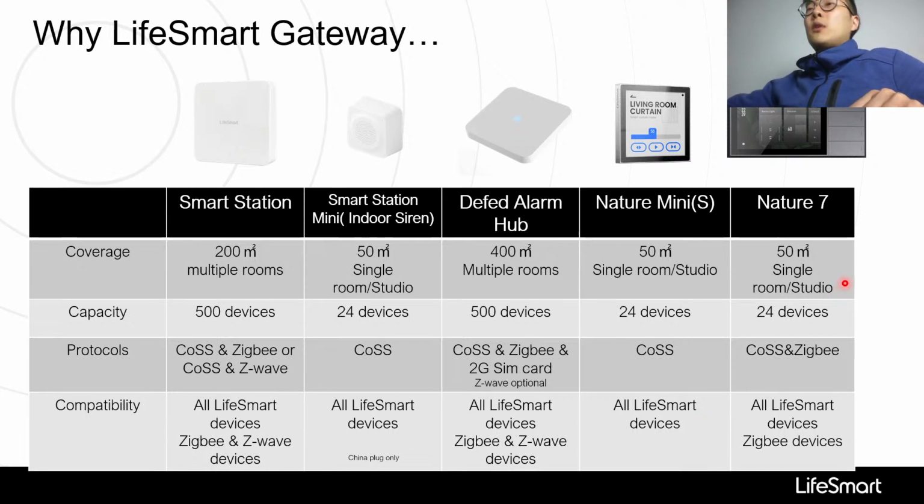And also last year, we released a Nature called Nature 7. It is a 7-inch touch panel with 4 physical buttons. And it can cover up to 50 square meters. And a typical use case is also single room and studio. Basically, the smart station performance is similar to Nature Mini. Capacity is also the same, 24 devices, and it is compatible with COS and Zigbee. So the compatibility is all LifeSmart devices and Zigbee devices.